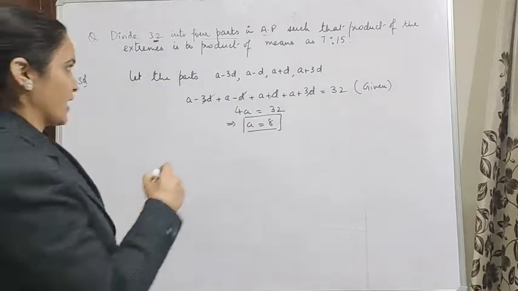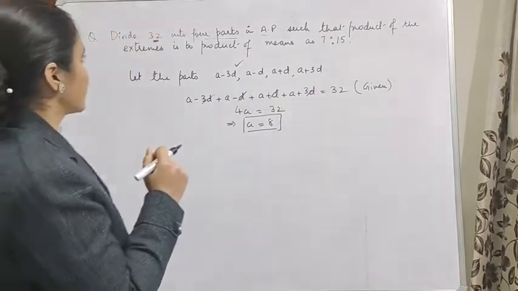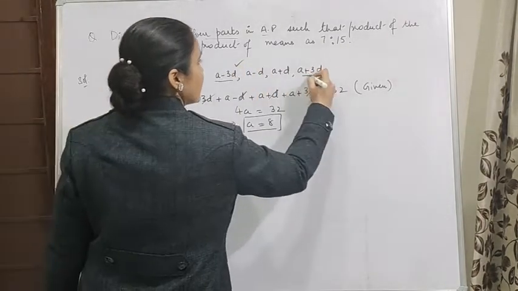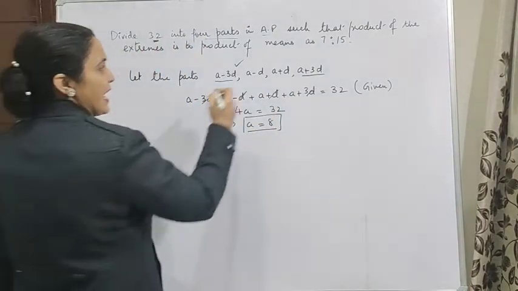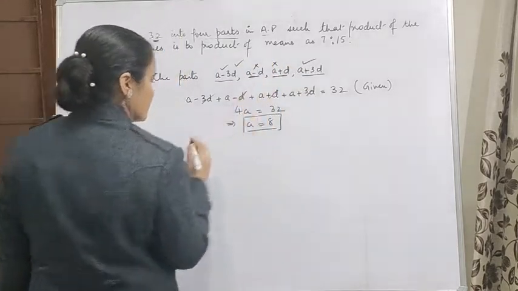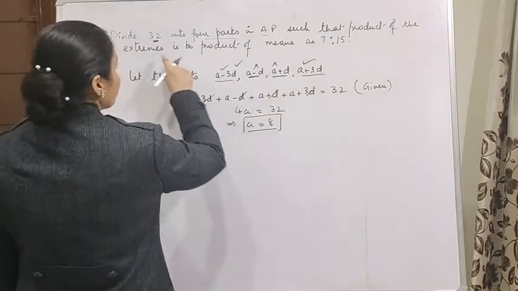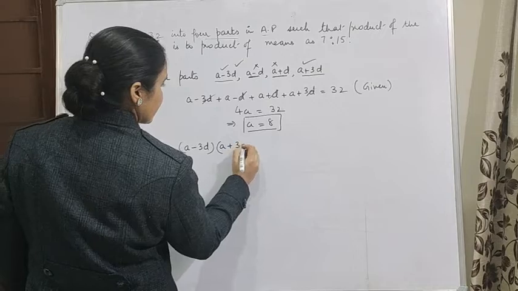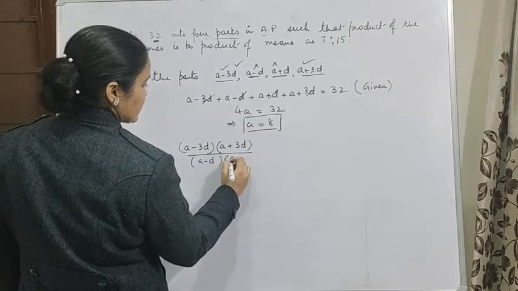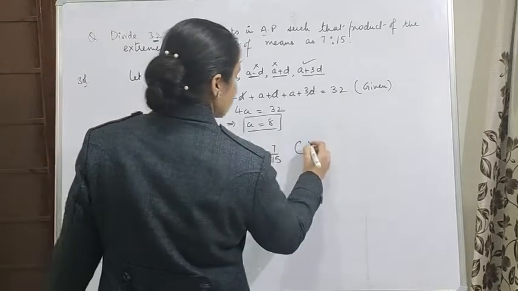Now we want to find the value of D to find the numbers. So let us use the second condition: product of extremes to the product of means. Extremes are A minus 3D and A plus 3D, and means are A minus D and A plus D. So the second condition is the product of extremes, A minus 3D into A plus 3D, to the product of means, A minus D into A plus D, will be equal to 7/15. This is also given to us.